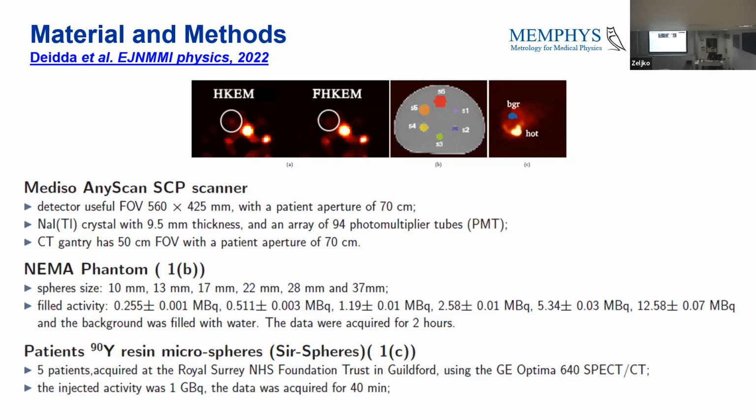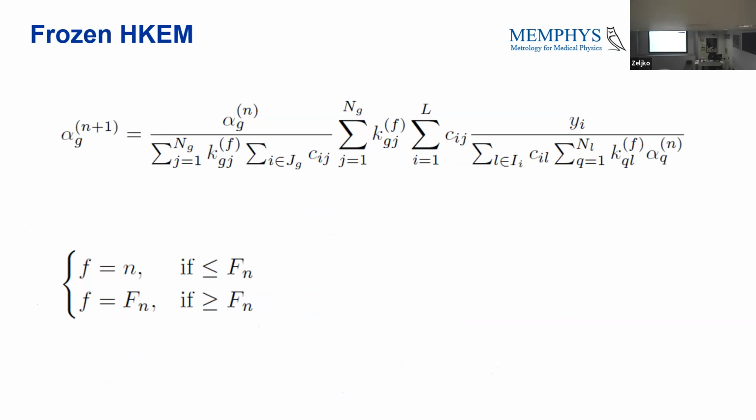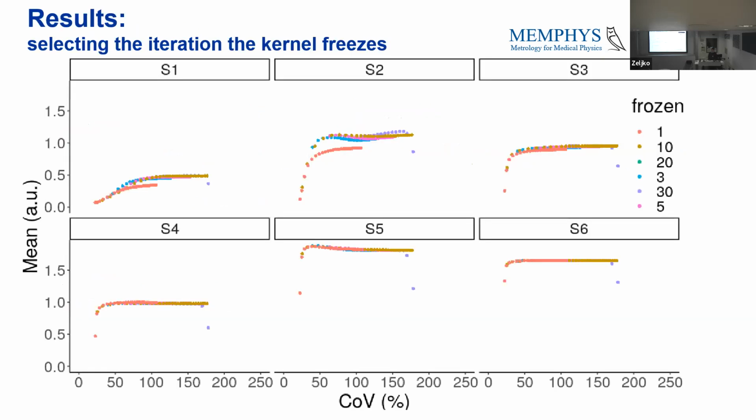So I thought to investigate whether freezing this information at a certain iteration could actually improve this artifact. And so I then used this frozen version of the HKEM, where basically instead of updating the kernel matrix every iteration, we decide to freeze it at a specific iteration. And so a few iterations were used to see whether we have a lot of change in quantification.